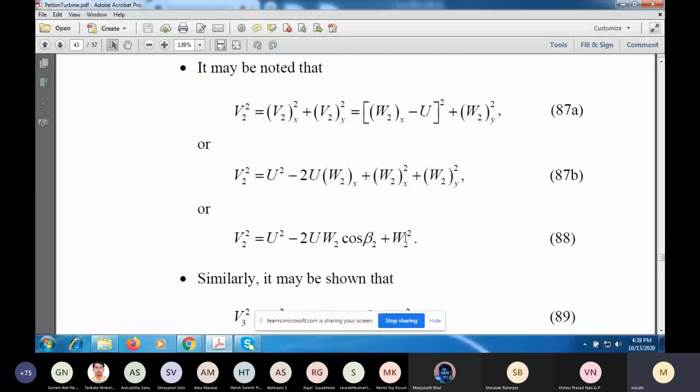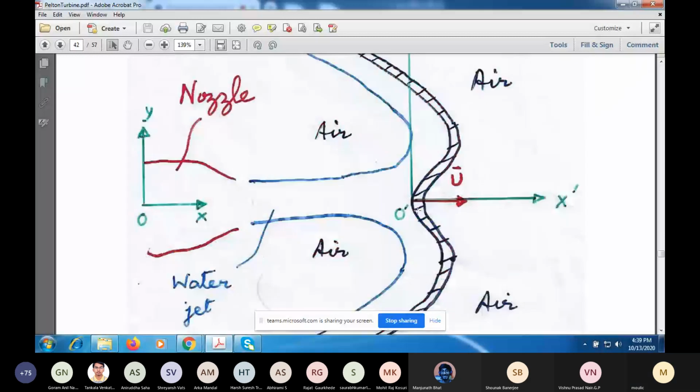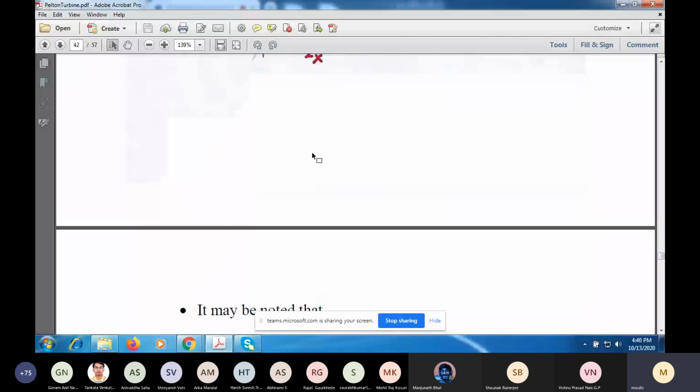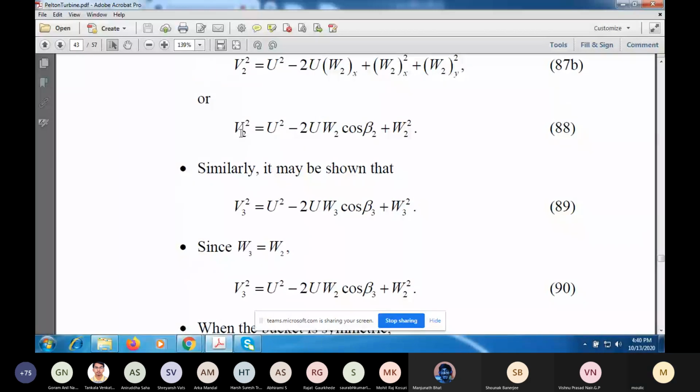Now I can do a similar analysis using the vector triangle at the top over here. So W3 is tangent to the blade. To that you add vectorially u and you get the absolute velocity V3. So the absolute velocity vector is not tangent to the blade. And you'll have a similar expression, just replace the subscript 2 by subscript 3. So you'll have W3 square here and W3 here.